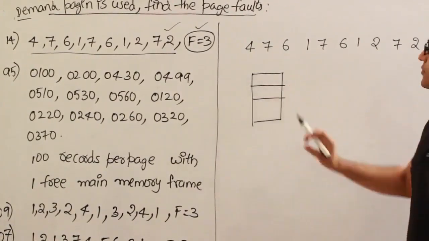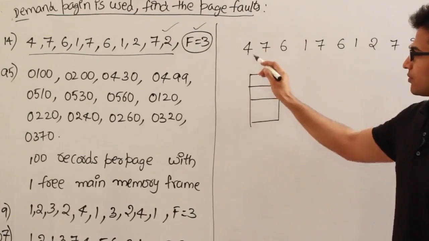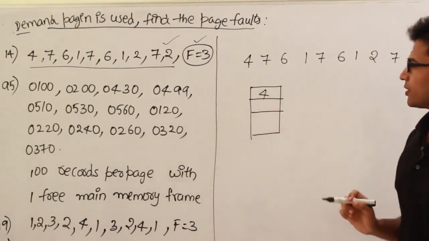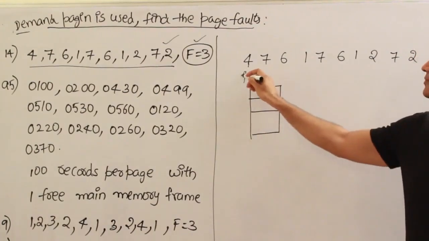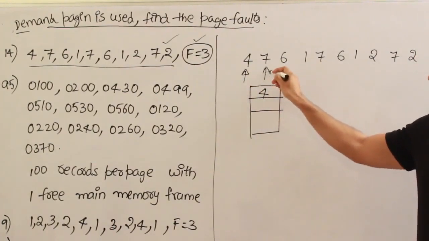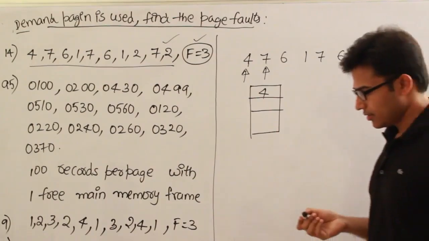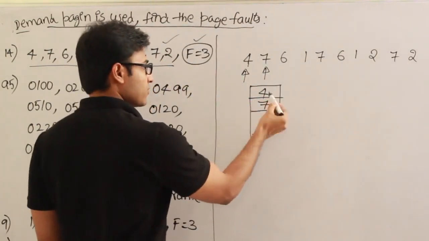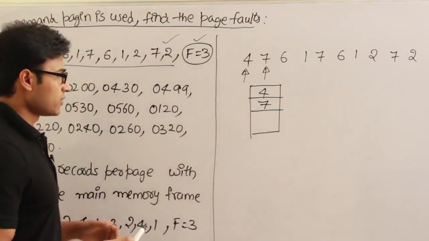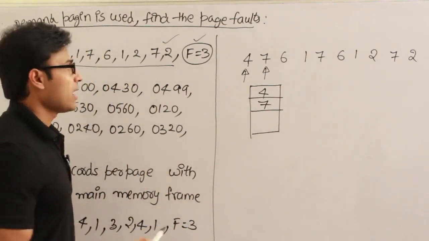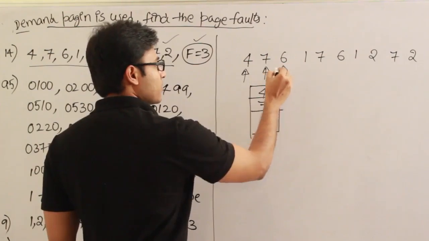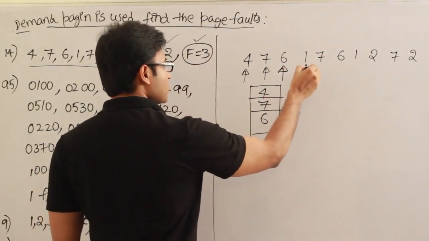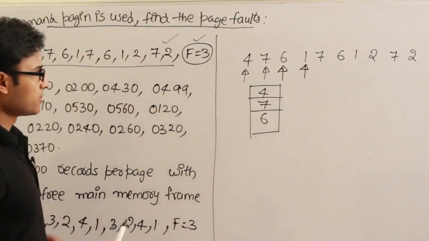All 3 frames are empty. Whenever we refer to page number 4, it is not present, therefore I take page number 4 and place it here, right? Next, I look at page number 7. Page 7 is not there, so I get page 7 and use this frame. No replacement as of now. As long as we have free frames, we are not going to replace anything, right? Page number 6 is referred and there is a free frame, therefore no replacement. Next page number 1 is used, so now we have to bring replacement into the picture.